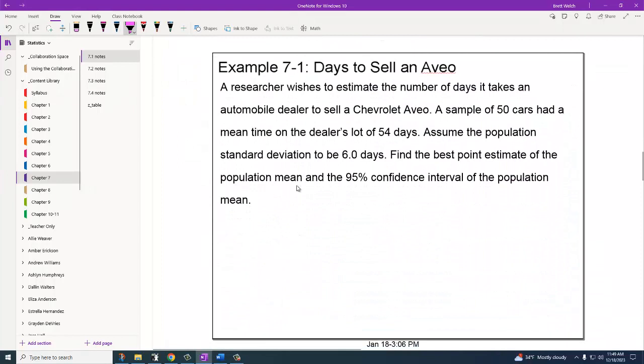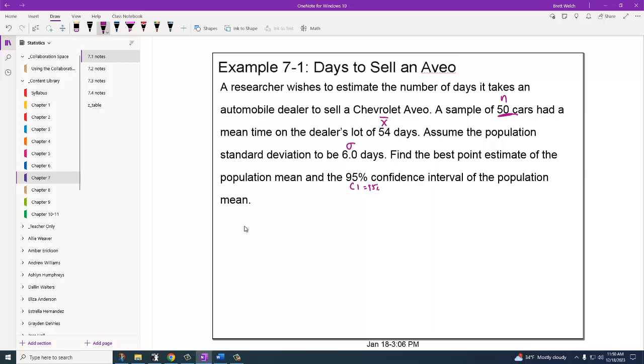An example of how to use this: a researcher wants to estimate the number of days it takes an automobile dealer to sell a car. A sample of 50 cars, that would be our n, had a mean time, this is a sample, so this would be x bar, of 54. Assuming the population standard deviation, sigma, is 6, and we want a confidence interval of 95%.